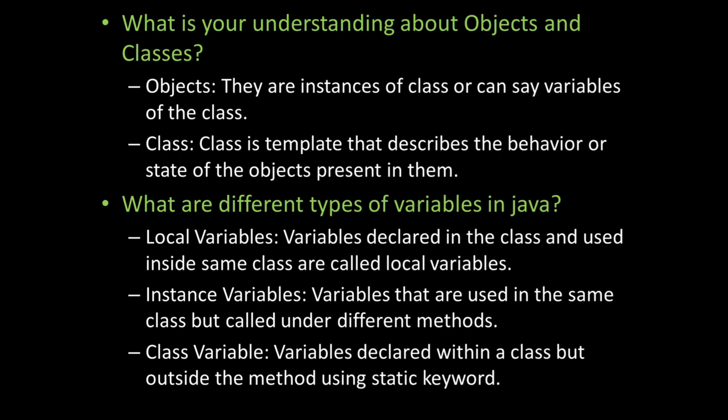Then what are instance variables? These variables are used in the same class but under different methods. A single class can have different methods, and when we use the variable in different methods, it is called an instance variable. And what is a class variable? Variables that are declared within a class but outside the method using a static keyword. You may have seen some variables declared using the static keyword. Those are the class variables.